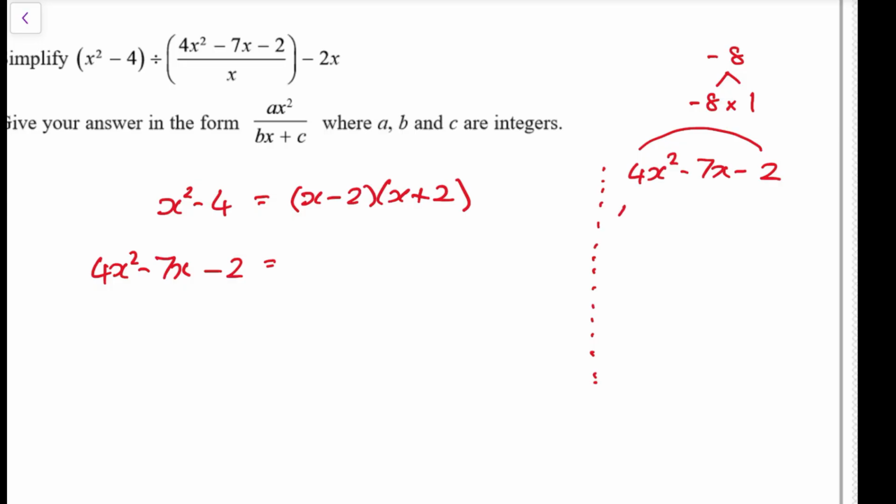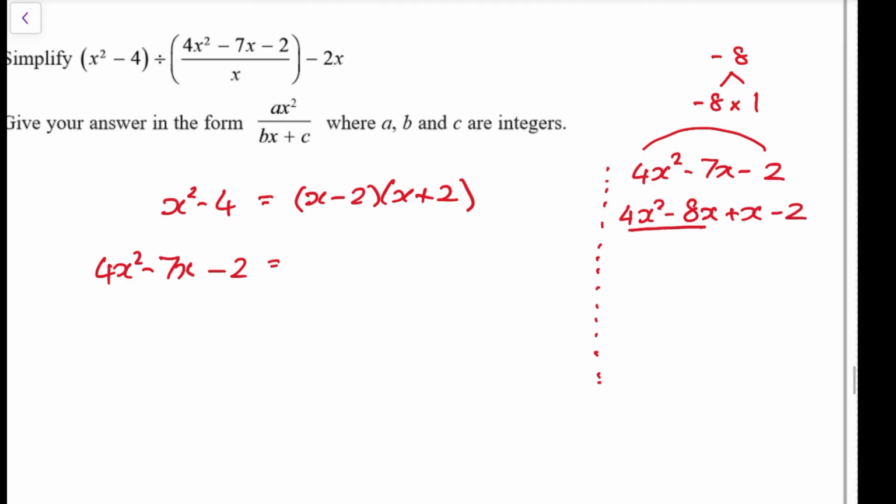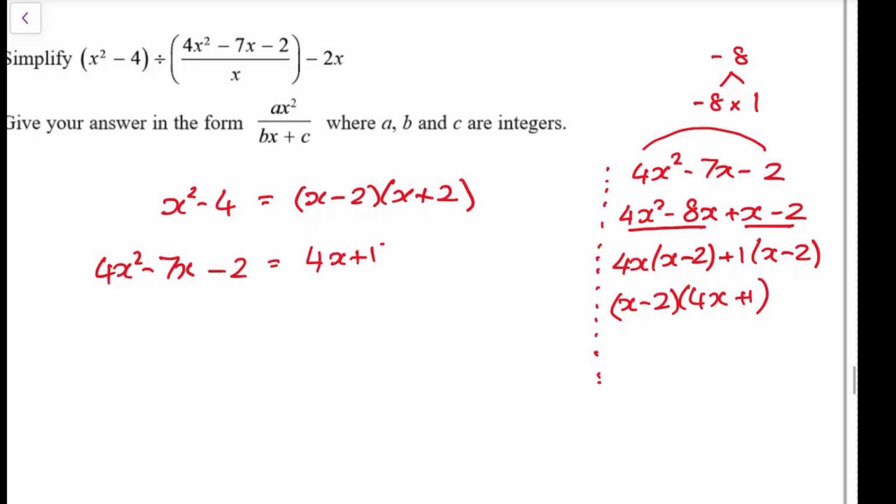And the reason that's important is I can then write this as 4x squared minus 8x plus x minus 2. If I factorize this here, that gives me 4x(x minus 2). If I factorize this here, it's already factorized, but anyway, that gives me 1 times (x minus 2). And if I take the x minus 2 out, that leaves behind a 4x and a plus 1. So I can say this factorizes down to (4x plus 1)(x minus 2).